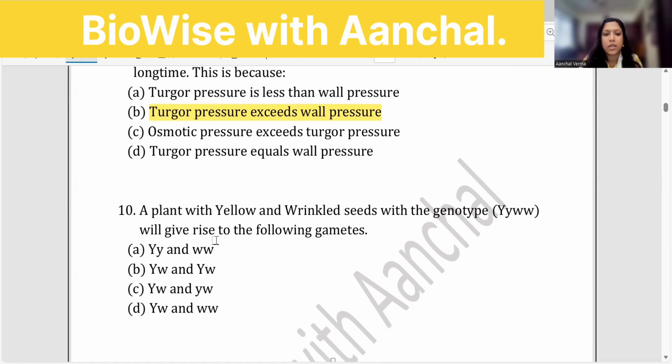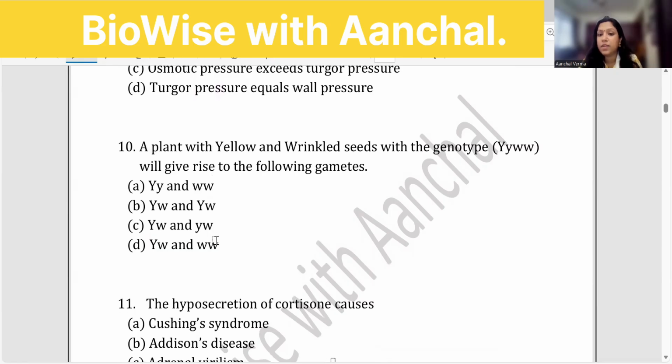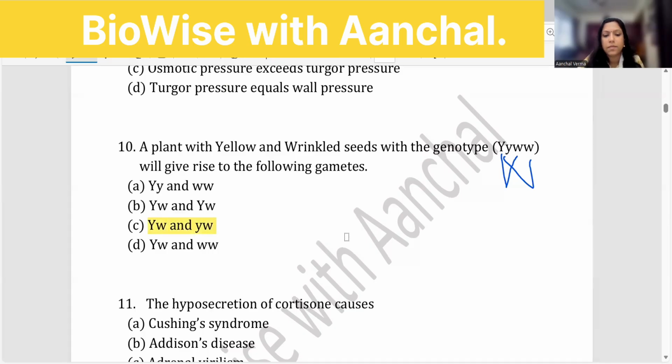A plant with yellow and wrinkled seed with a given genotype will give rise to the following gametes. Now here you can see the gamete formation. So this one will go with this one, that is capital YW is one case and small yw is another case. So what will be the answer? Tell me the correct option. Capital YW and small yw. So this is the right answer.